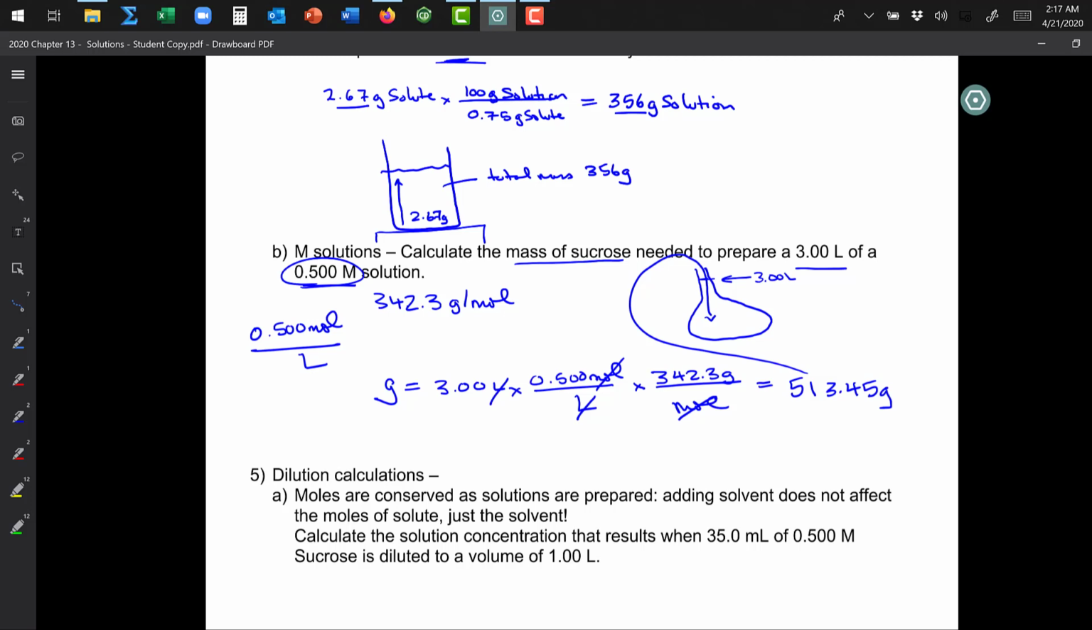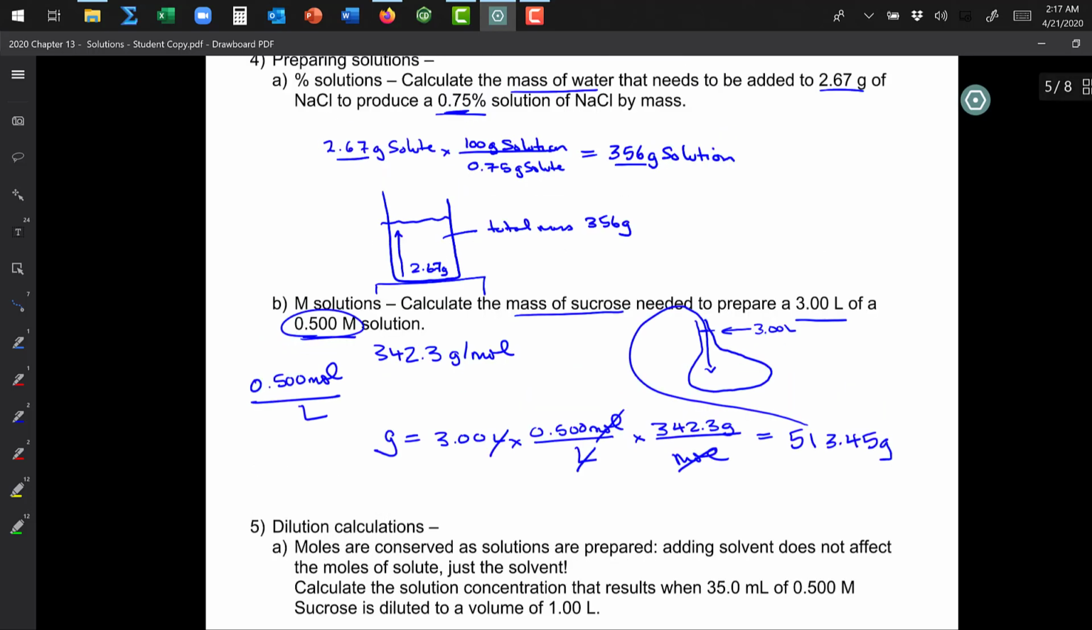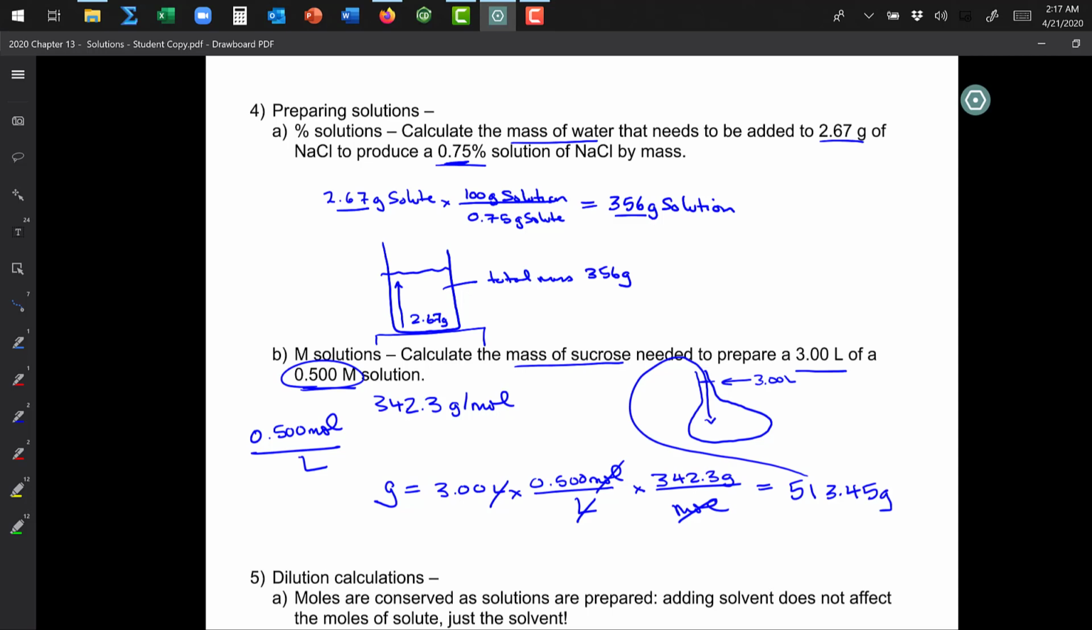So most of the time in a work setting, things aren't done the way you learn how to do the calculations. So you're not trying to measure out the water. You just get a flask that's exactly 3.00 liters, and that's how you do that. And for making percent solutions, you never calculate how much water you're putting in. You just calculate the mass of the solution, and you add it to the container to get to the total mass that you need.